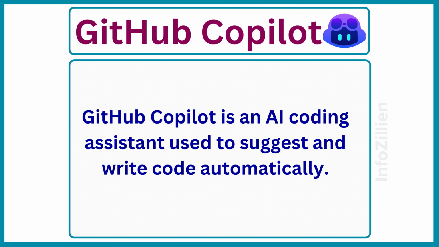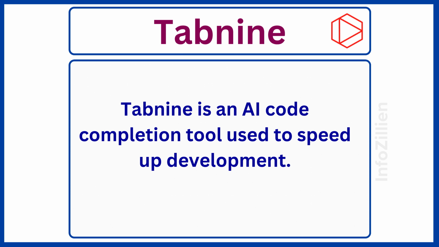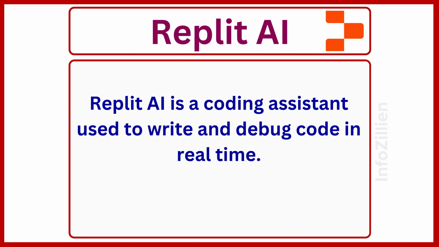GitHub Copilot is an AI coding assistant used to suggest and write code automatically. Codium is a free AI coding tool used to generate and complete code. Tabnine is an AI code completion tool used to speed up development. Replit AI is a coding assistant used to write and debug code in real time.